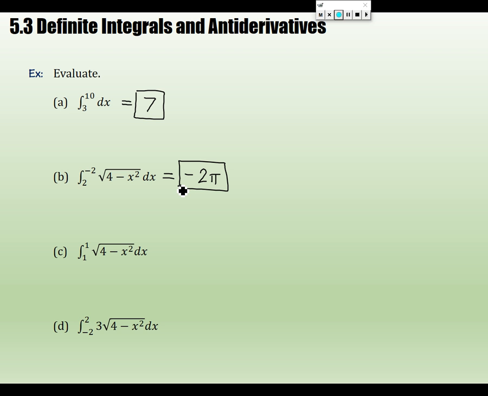Oh, you don't have it. We'll come back to you in a second. And you want to volunteer for that one? No, that's Olivia's. And D, Alex, can you help me on D? 6 pi. 6 pi? Yes. How'd you come up with that?